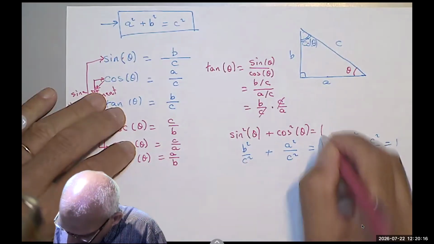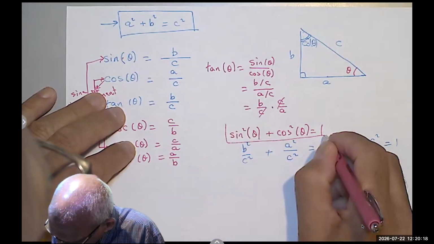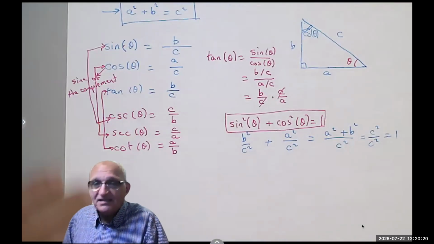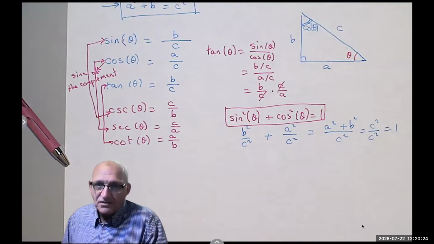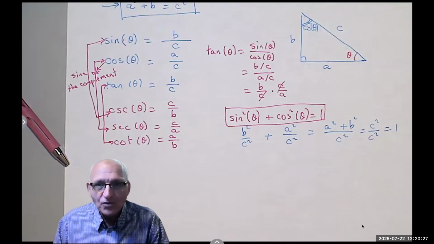And that is a universal identity for any angle in the world. When you take the sum of sine squared plus cosine squared, you get 1.